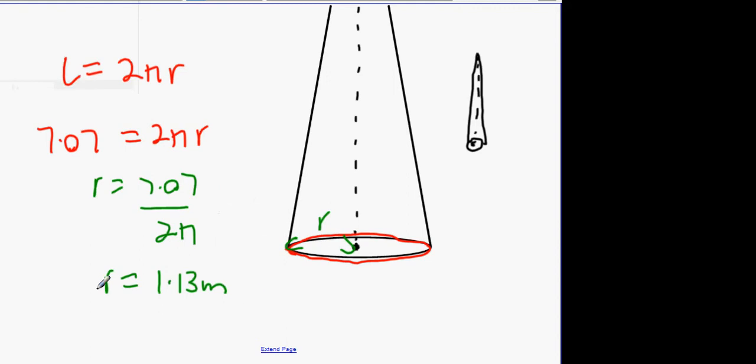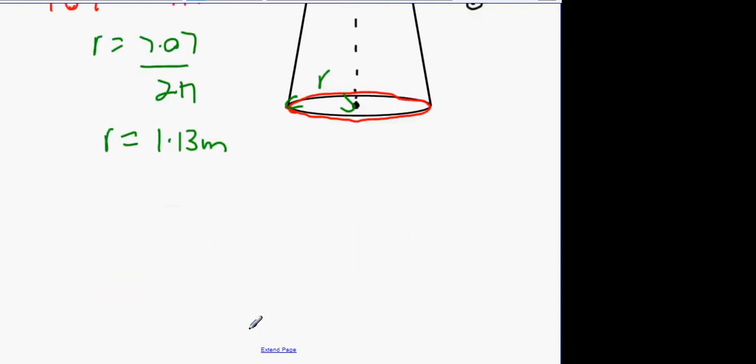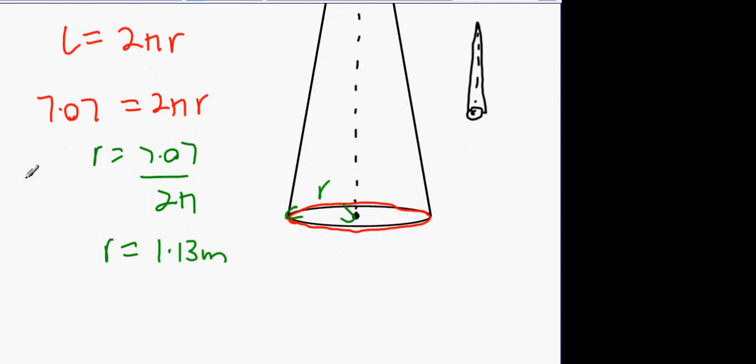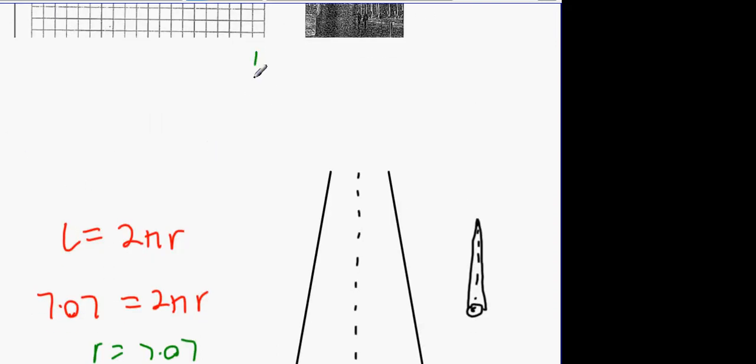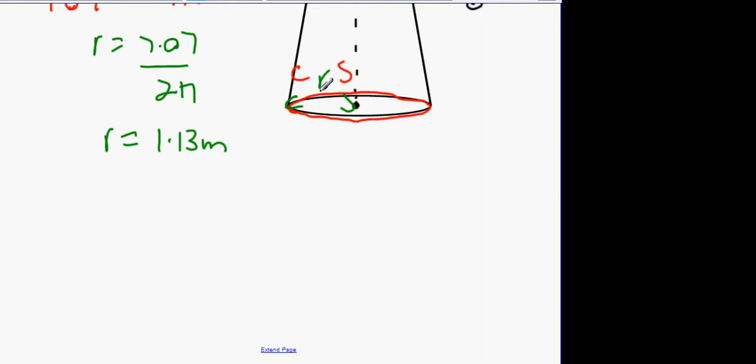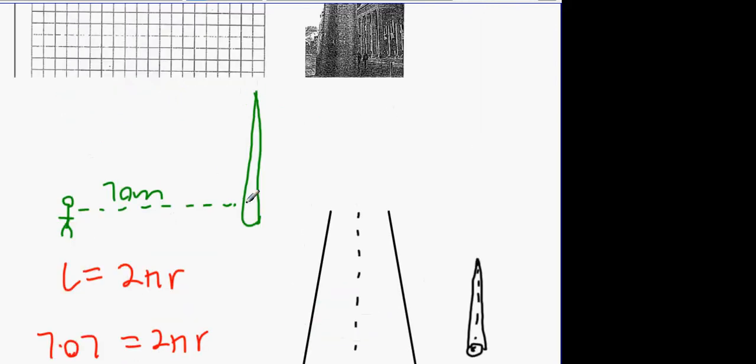Now, lads, when we scale back now, what they said was we know that that's 1.13. Now, if we were to draw this diagram, explain how Ulton's measurement will be used in the calculation of the spire. So this here is the spire, just drawn much more thinly. The person here is 70 metres away, but the problem with that 70 metres is it doesn't include this distance here. So we have to add that on. So it's no longer going to be 70. So the answer to this question is, I'm going to write it out.